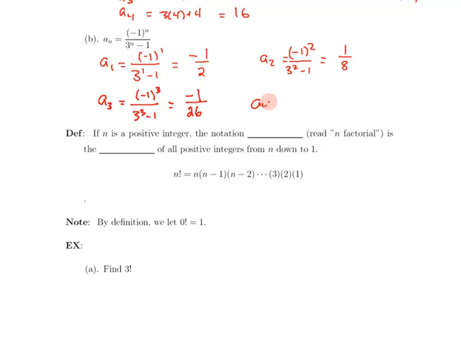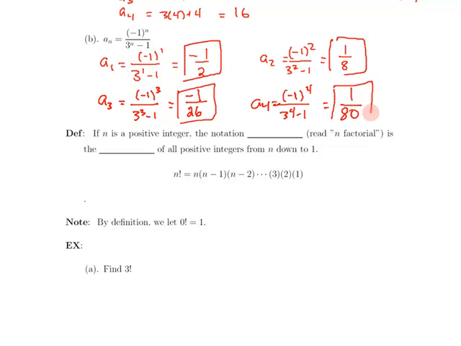And then a sub 4 would be negative 1 to the fourth over 3 to the fourth minus 1. That's a positive 1 because an even number of negatives is positive. 1 times 1 times 1 times 1 is 1. 3 to the fourth is 81. Minus 1 is 80. So there are your first 4 terms in that sequence. So that would have been a hard pattern to establish by eye, but the formula gives us a fairly quick way of identifying the next term in the sequence.